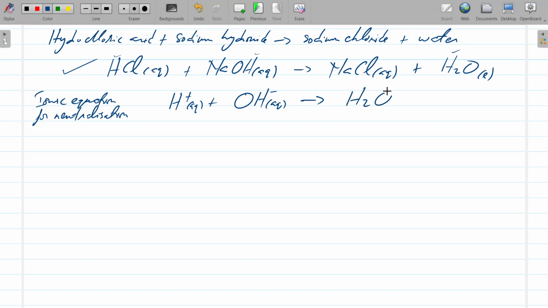And so you're going to get H2O, which is a liquid. So that is the ionic equation for the neutralization. And then isolating the salt is the same procedure as previous, so I'm not going into that. It's given in the book again. We've written it down again. I'm not repeating it. It's the same thing.